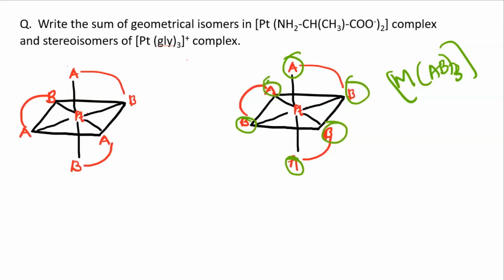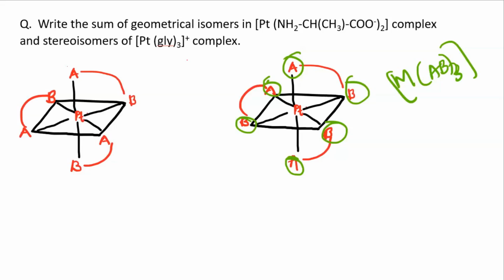So here, in the majority of the case, A and A are opposite to each other, and B and B are opposite to each other. But for the first case, there is no such thing: A and A are nowhere opposite to each other, and B and B are also nowhere opposite to each other.